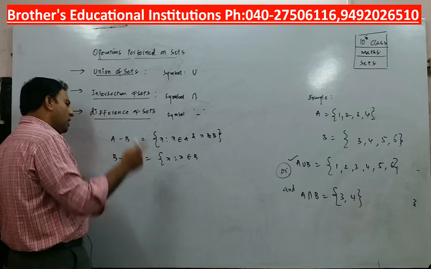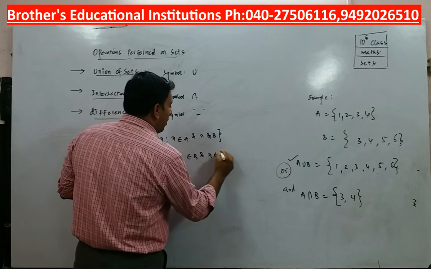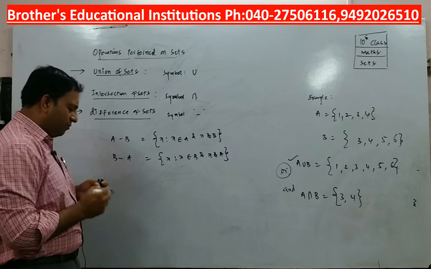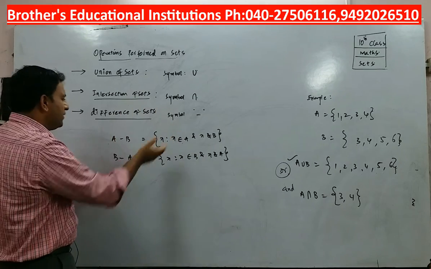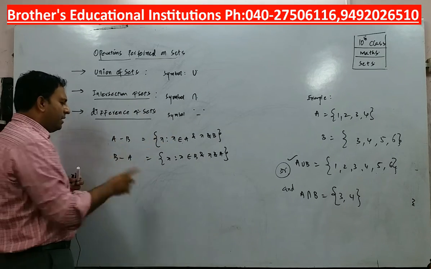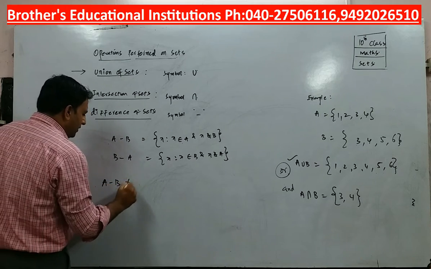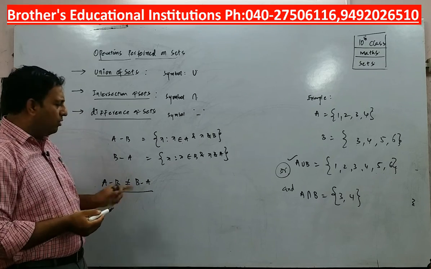B minus A means what? All those elements which are present in B but not in A. So this is the definition of A minus B and that is the definition of B minus A. Both of them are called as difference of sets. So when I say difference of sets, A difference B is different, B difference A is different. A minus B is not equal to B minus A. Right? A minus B is not equal to B minus A.